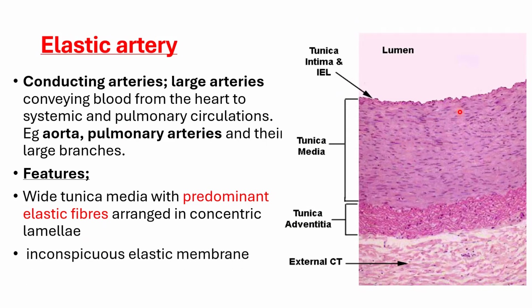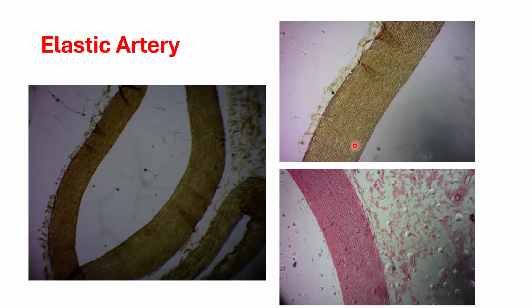Then it will have an inconspicuous elastic membrane, which is not very prominent as we see in a muscular artery. Then a relatively thin tunica adventitia. Histological slide of an elastic artery. So to be specific, this is the aorta, then there is a pulmonary artery.